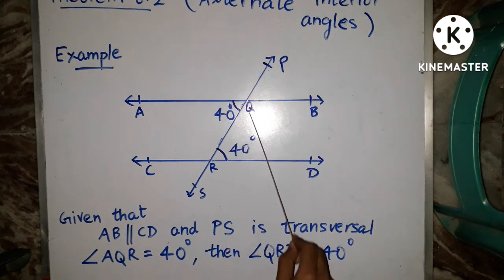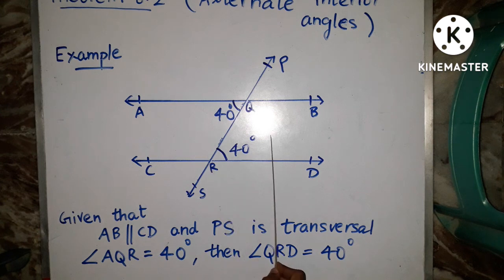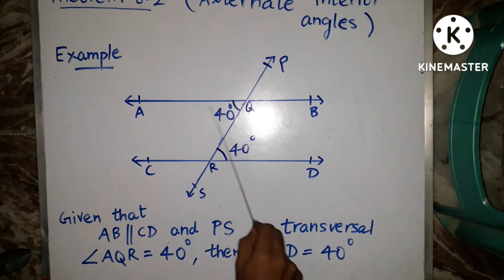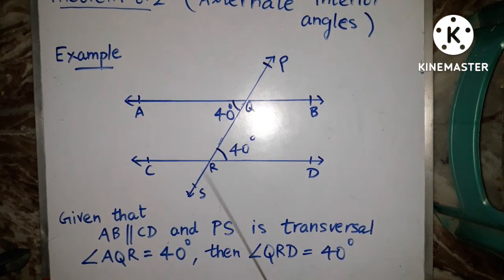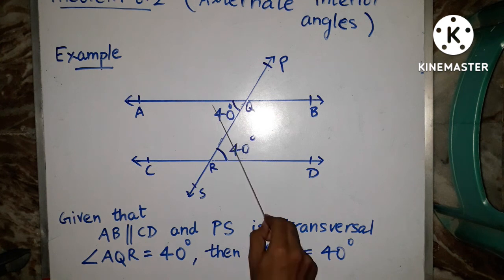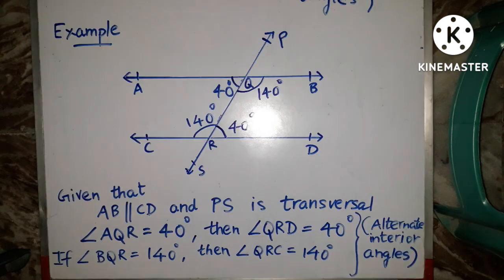You can see that angle QRD is on the right side and bottom interior. So both these angles are a pair of alternate interior angles and they will be equal, since if a transversal intersects two parallel lines, then the alternate interior angles are equal.